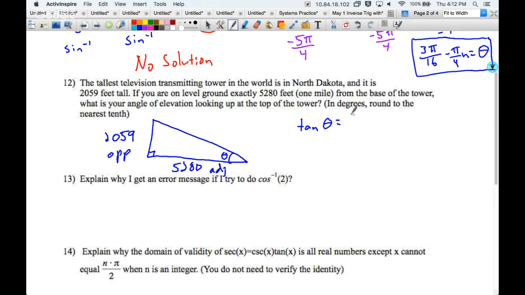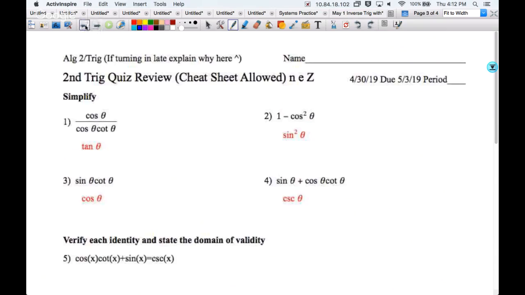So tangent of theta equals opposite 2059 divided by adjacent 5280. Take the inverse tangent of both sides. And you get whatever that is. I think I remember it's like 21.3 degrees. Let's just check the answer key. 21.3.